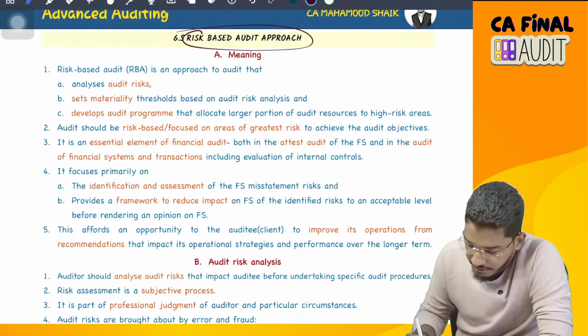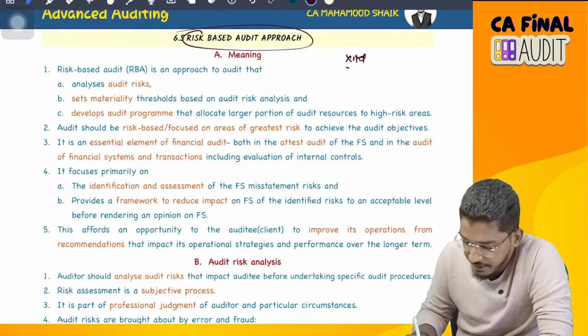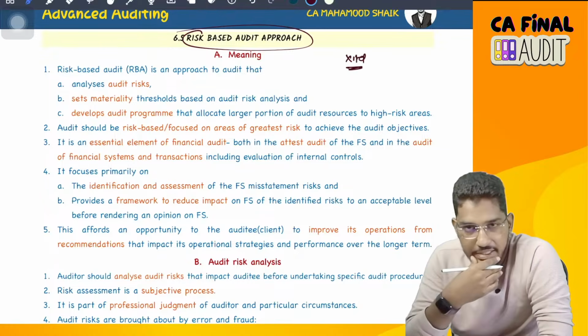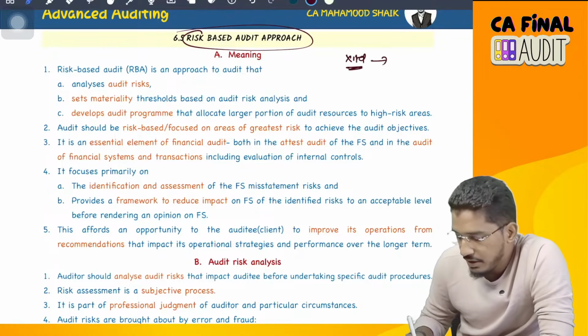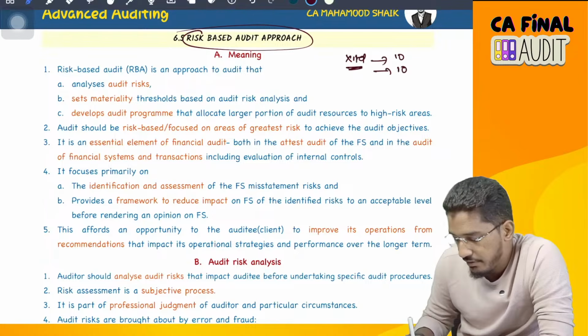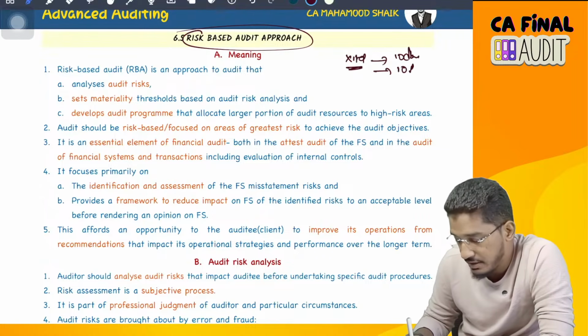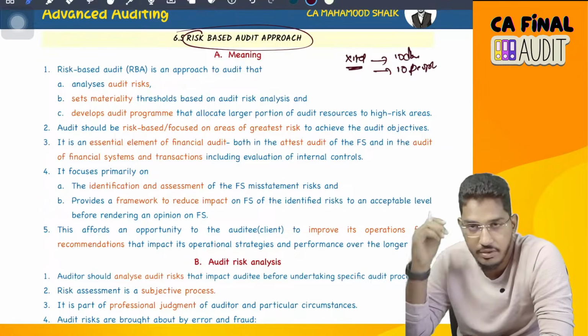See, for example, if you are conducting the audit of the client X Limited, and say for example you have to complete the audit within 10 days, and you have 10 staff, 10 days of time and 10 people for the purpose of completing the audit.